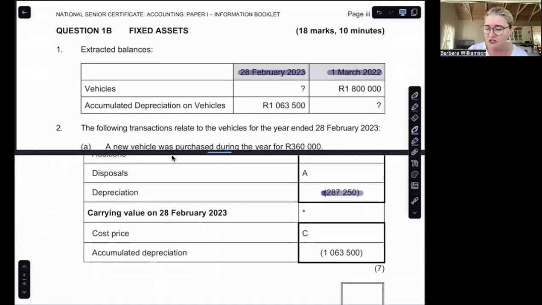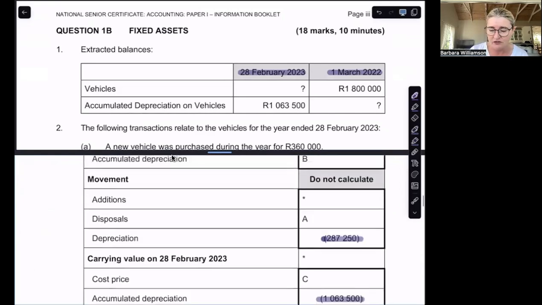And the last thing that you can see over here is the 106,350. That is the end result for accumulated depreciation. So I'll pop that in at the end of my T account.